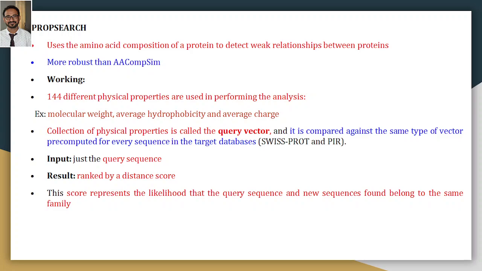It is compared against the same type of vector pre-computed for every sequence in the target databases, using the information already available with Swiss-Prot and PIR, because they act as a protein data bank. All the protein sequences will be there. So input the query sequence whose composition you want to know. The result is ranked by the distance score. Definitely, the more the similarity, the higher it will be ranked. This score represents the likelihood that the query sequence and the new sequences found belong to the same family.